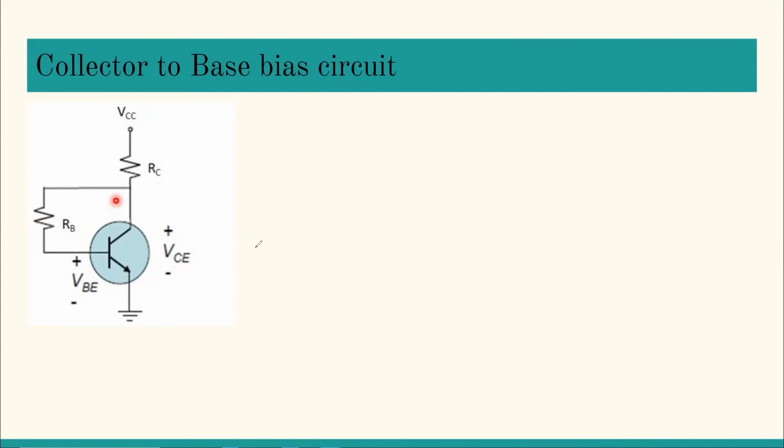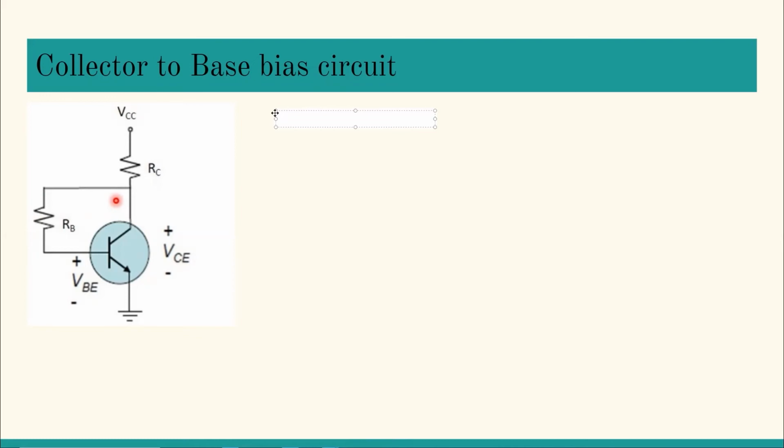Again, in this we first have to draw the circuit and understand the labeling: battery VCC, collector resistance RC, base resistance RB, base to emitter voltage VBE, collector to emitter voltage VCE. Now what we have to do is find out VCE and IB, because we have to find the operating point, right? As I said before, the same thing is applicable over here.